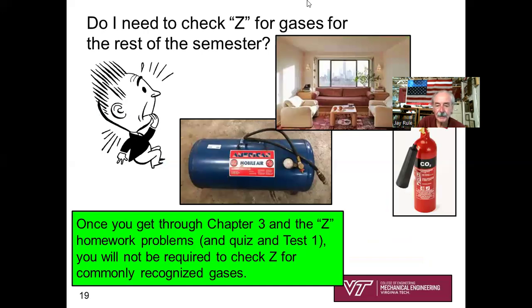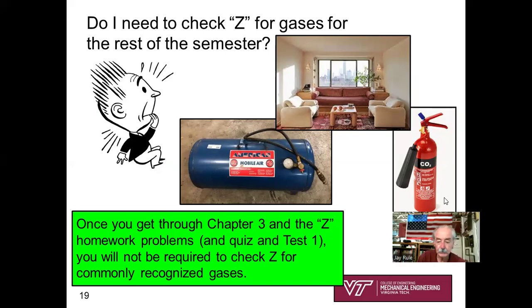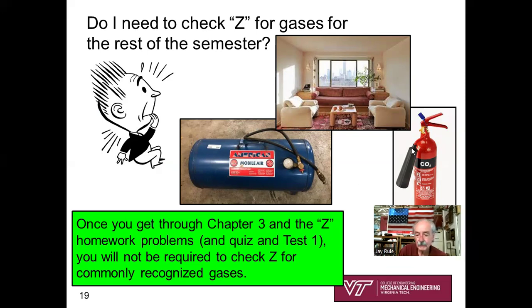Now, you might start to say, oh my God, am I going to have to do this for every homework problem that involves a gas for the rest of the semester? Do I need to check Z for gases for the rest of the semester? The answer is absolutely not. These commonly recognized gases in homework problems, you're going to sail through. Once you get through this chapter 3 and get your basic homework problems for Z done, you can forget about this.